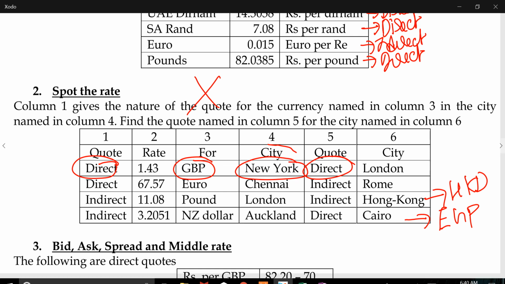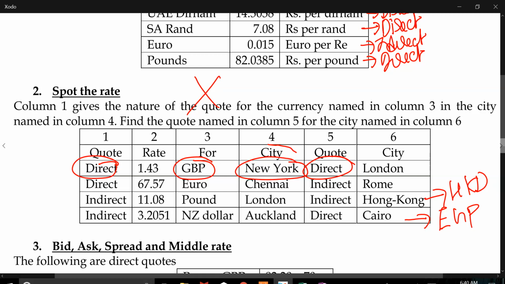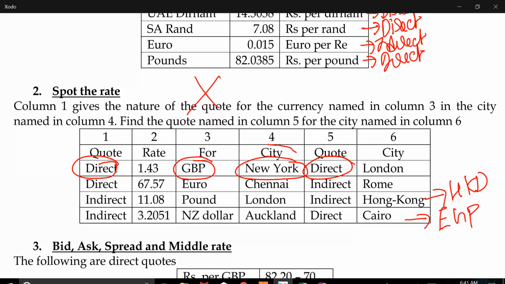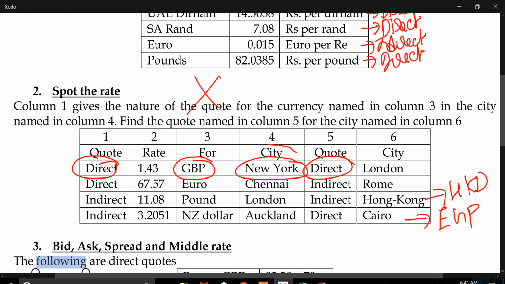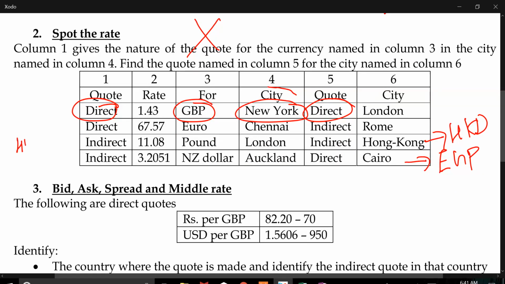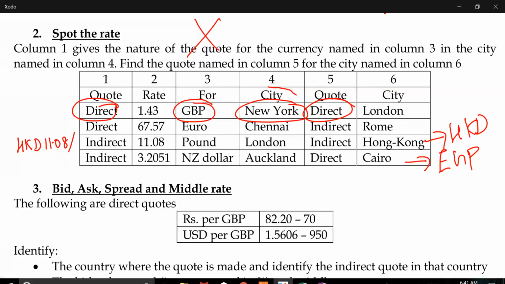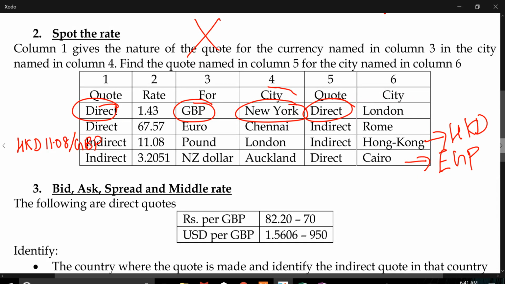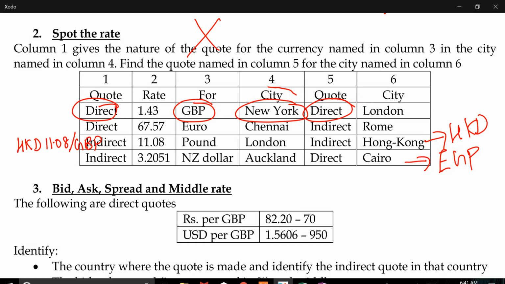No, just a minute. Direct quote in Chennai. Okay, sorry, I got confused. So what is the given quote in the question? HKD 11.08 per GBP.